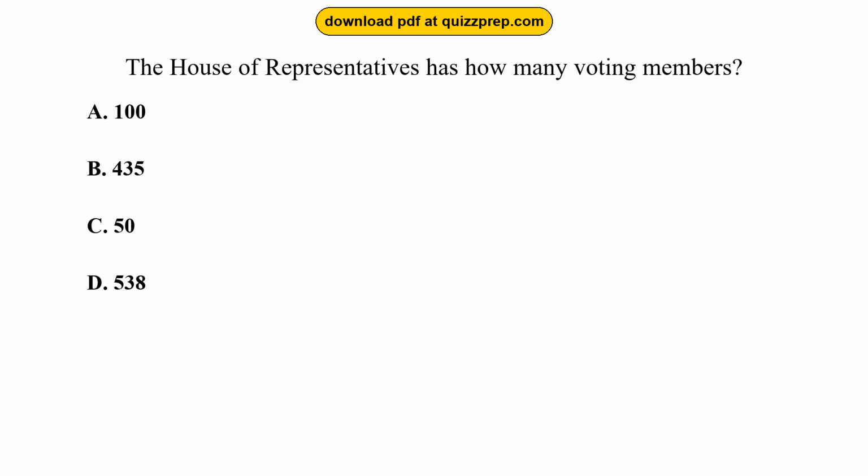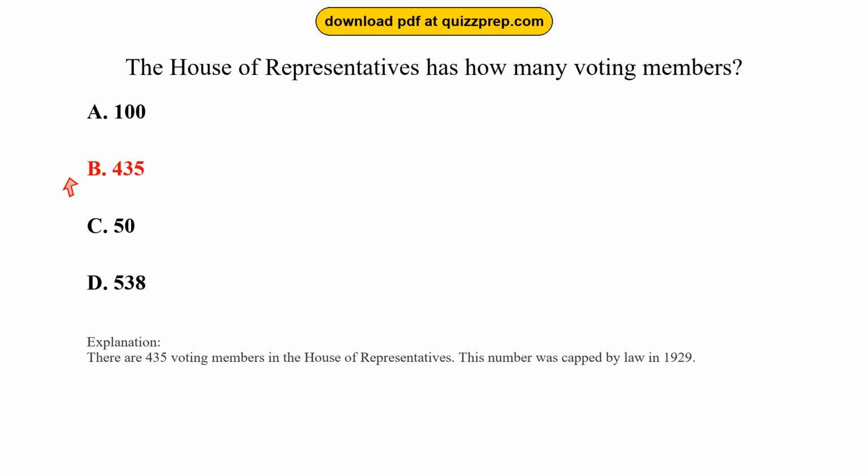Question 51. The House of Representatives has how many voting members? Option A, 100. Option B, 435. Option C, 50. Option D, 538. The correct answer is option B, 435. There are 435 voting members in the House of Representatives. This number was capped by law in 1929.